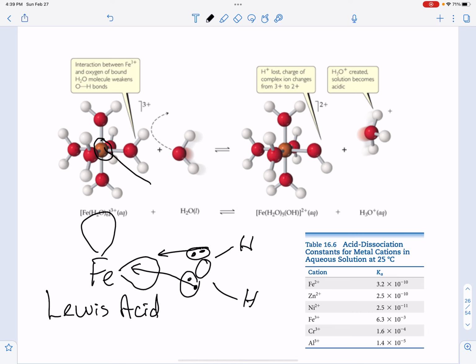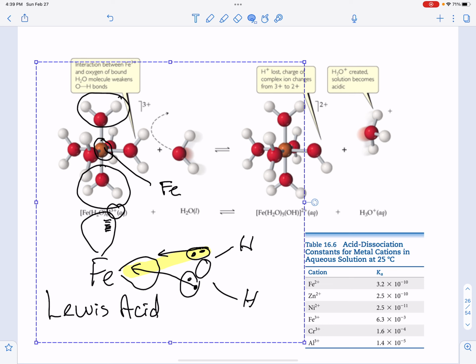So this is my iron. It takes the lone pair of this water molecule. It actually can accommodate 6 of them. Overall, it's still going to be 3 plus. And that's what we call a complex. We're going to talk about that in chapter 18. So for right now, just know that the lone pair is going into the acid.